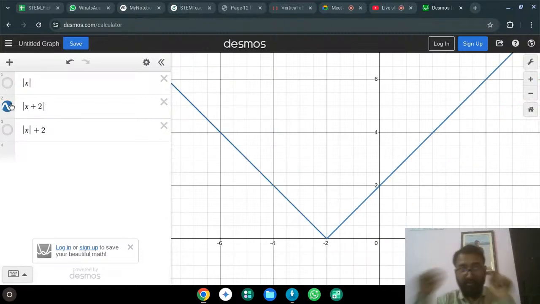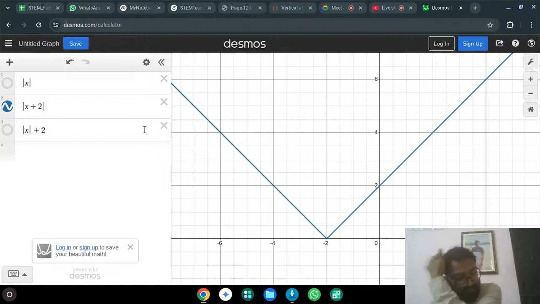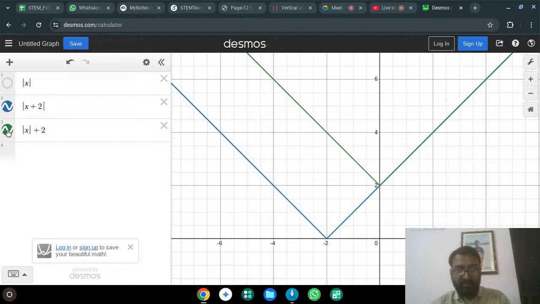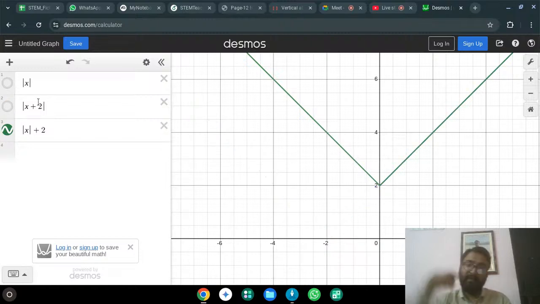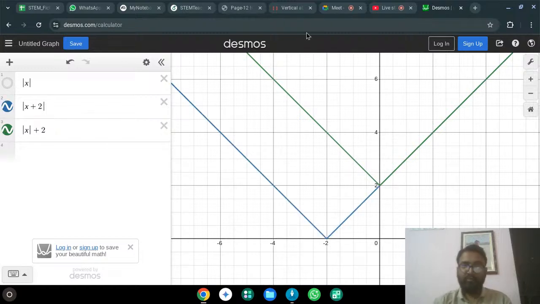When it is with mod, it is just like a graph of f of x plus a. F of x plus a, units left side. F of x minus a, units right side. And here f of x plus a is different. So graph entirely shifts upward or downward. For plus a it is upward, for negative it is downward. So I'm drawing these two.